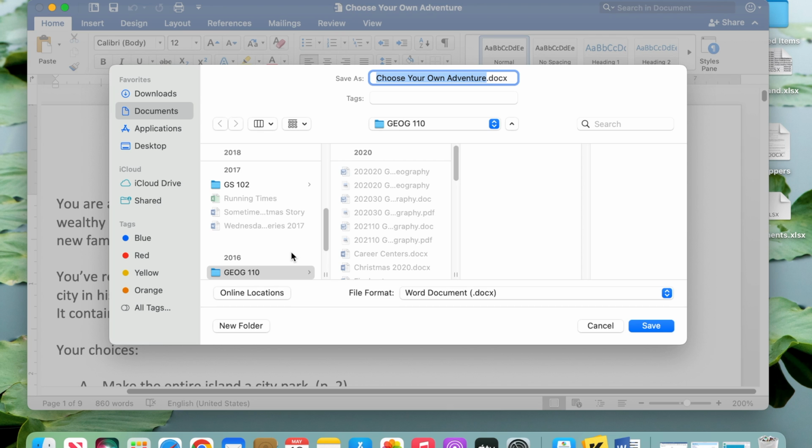So whenever you're creating something for a class, it should be original. And it's best not to try to take something that you've already written and try to pass it in like it's a new assignment.